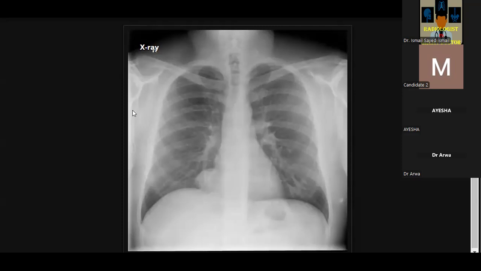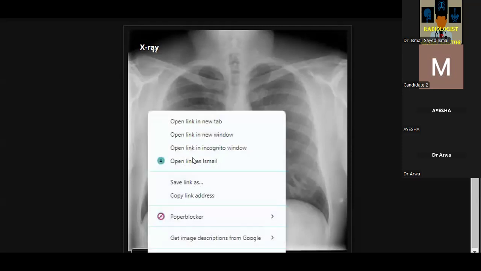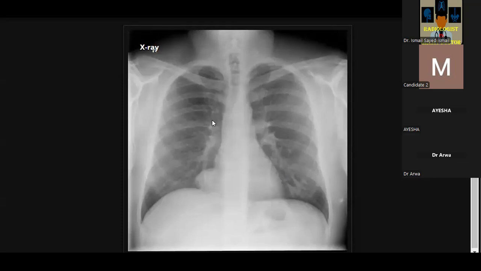Keeping in view the location at the right cardiophrenic angle, I would like to give the differentials of a pericardial fat pad, a pericardial cyst, and other possibilities such as Morgagni hernia, but it is less likely as I cannot see any lucency or air within this opacity. Accepted differential diagnosis may be part of the liver with the Kohler sign. Accepted. Good. The other differential may be lung sequestration as well.